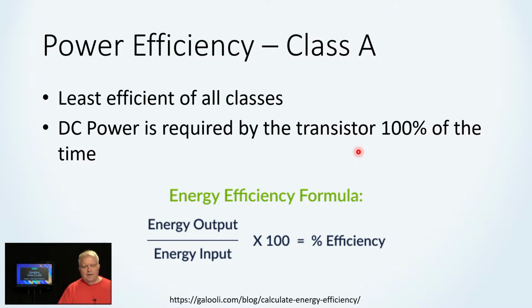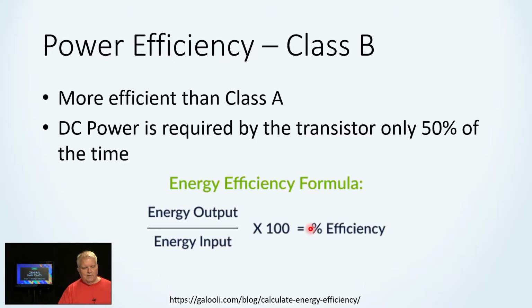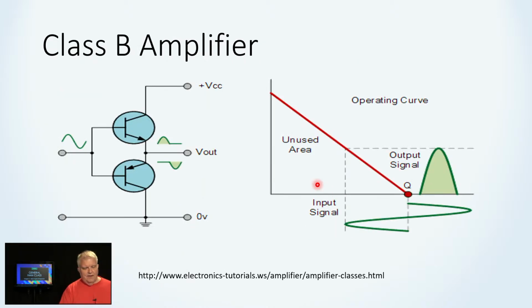Class B amplifiers amplify just half of the signal, just going in one direction. And so this is going to be more efficient because the power is only required by the transistor 50% of the time. Now, the problem is that signal there, even if you have 2 of them, is going to sound horrible if it's an audio amplifier because of what they call crossover distortion.